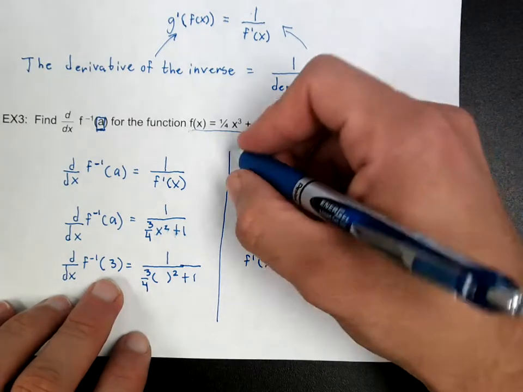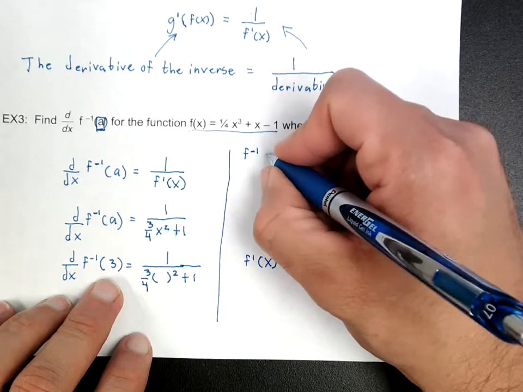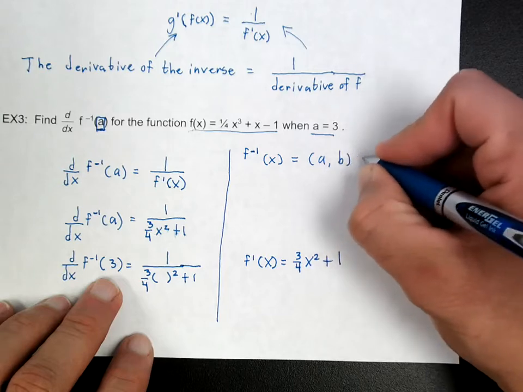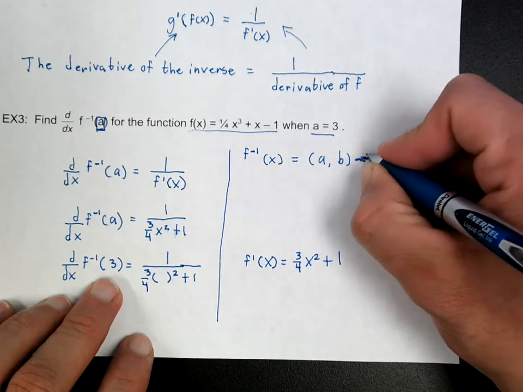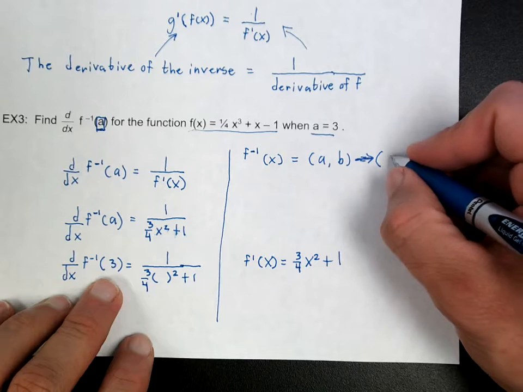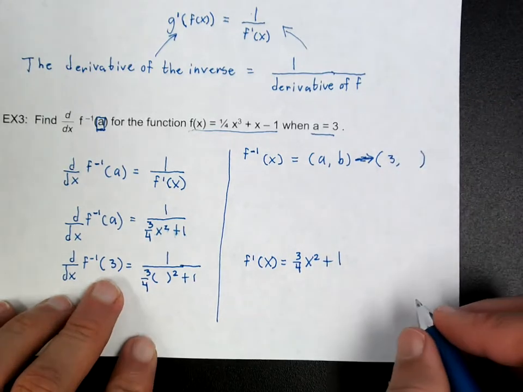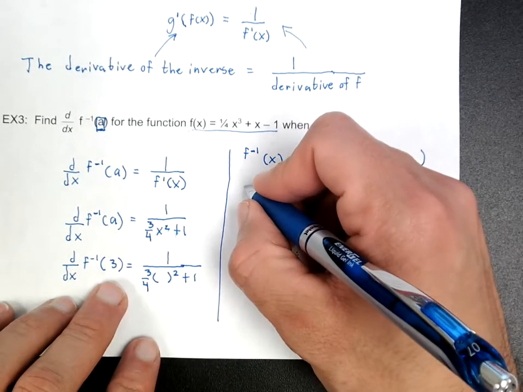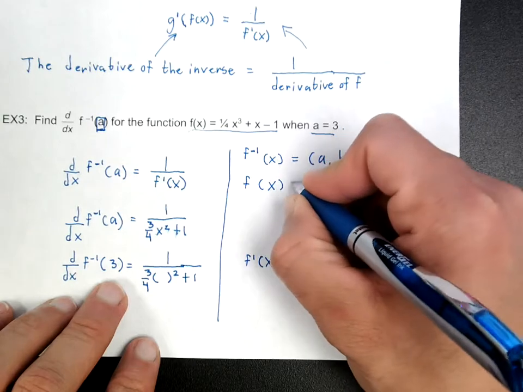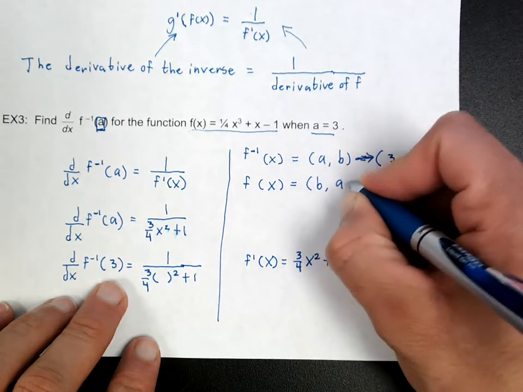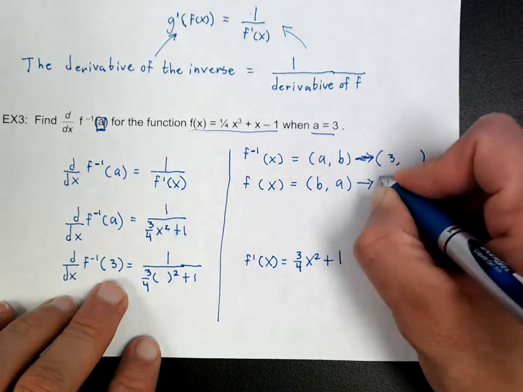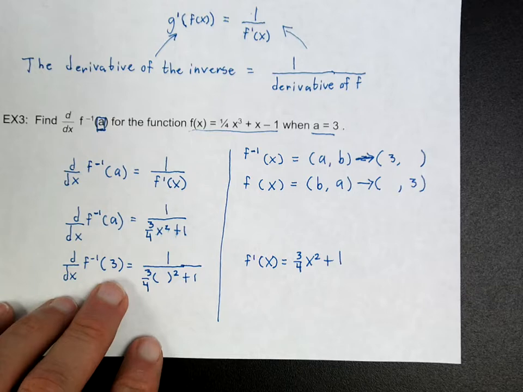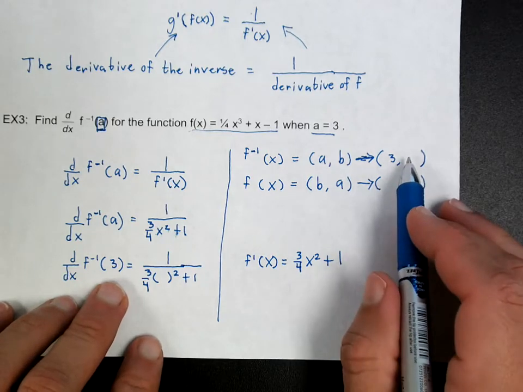Let me explain this here. If the inverse has a coordinate (a, b), that means I have some point, this 3 comma something else that I don't know. That's what I'm trying to look for. But I can find that point easily, because I know that on f of x I have the same points, but this is b and a. So if I have this, that means I would have some x value, and the y is equal to 3. So how do I figure out b?